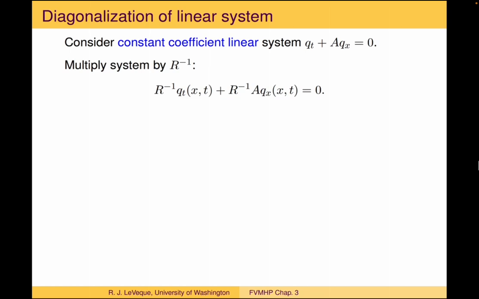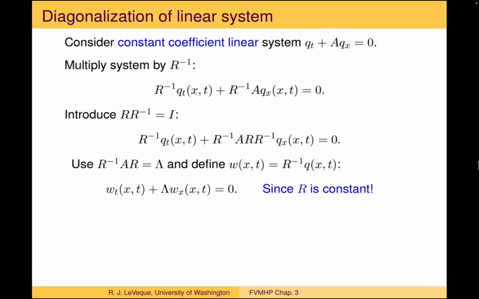So if we look at a constant coefficient linear system and we have this non-singular matrix of eigenvectors, then we can take our system and simply multiply by R inverse. And if it's a constant coefficient system, then the matrix of eigenvectors R is constant, and so is its inverse. So after we've multiplied by R inverse on the left, we can then also introduce R times R inverse, which is just the identity matrix, in between A and dq/dx. And then, because R is constant, we can move R inverse inside the derivatives.